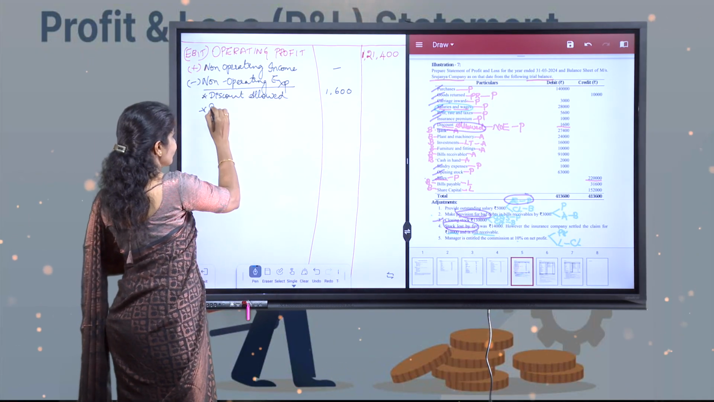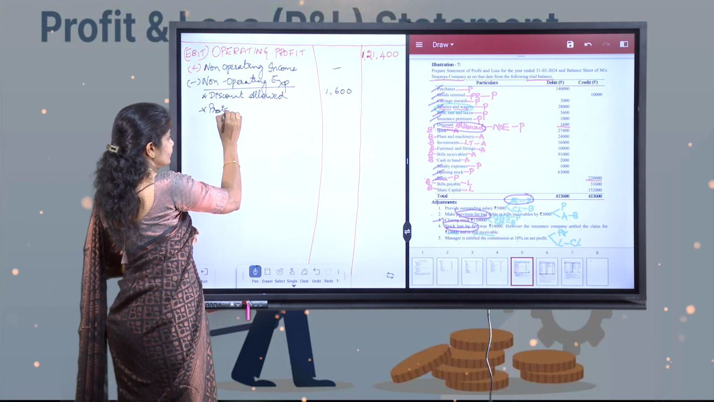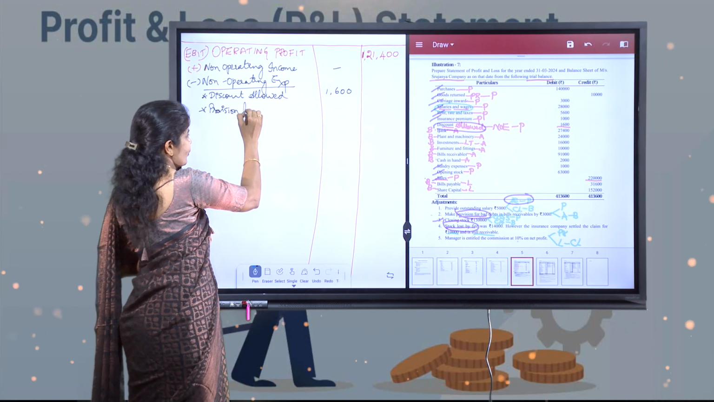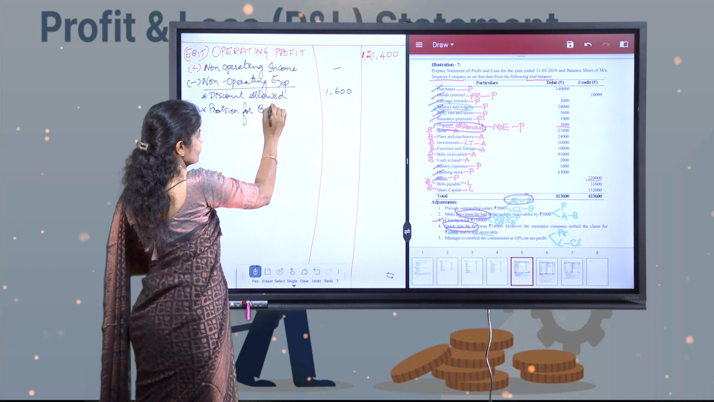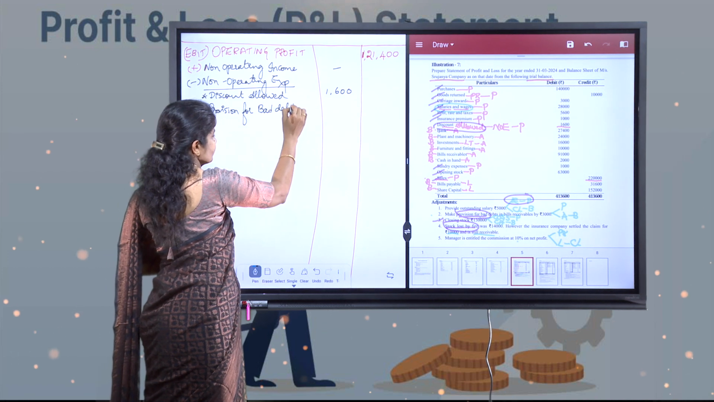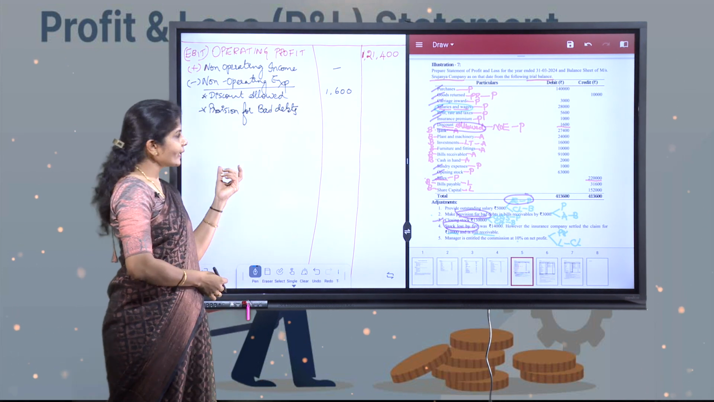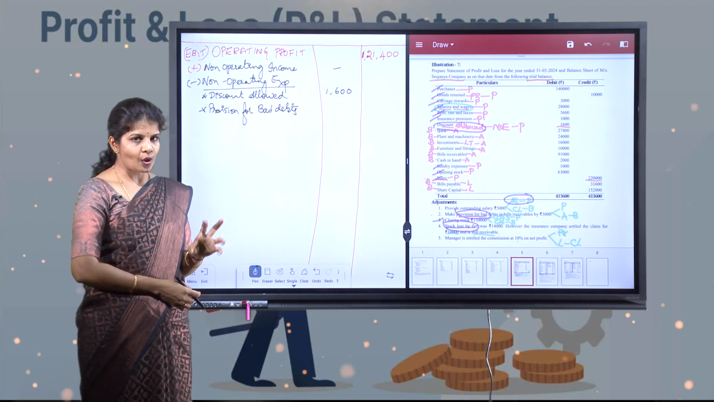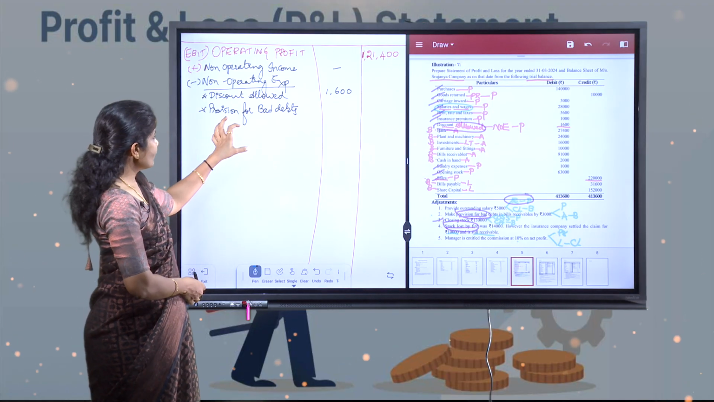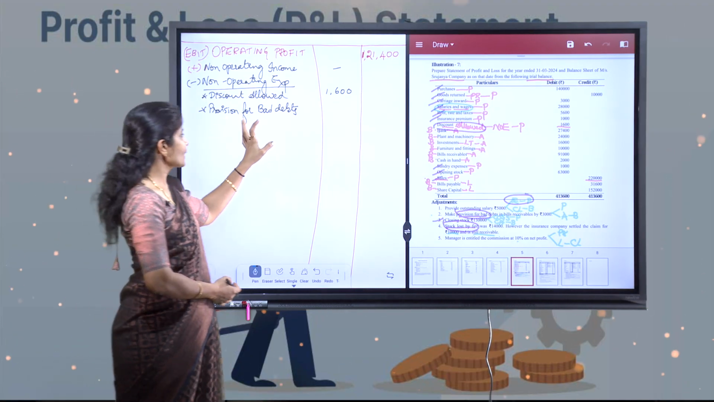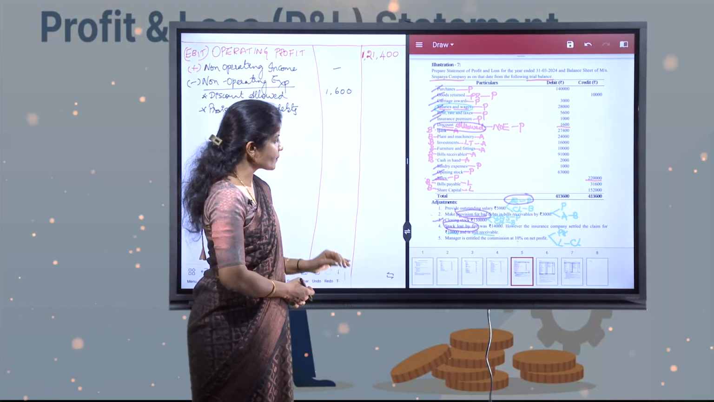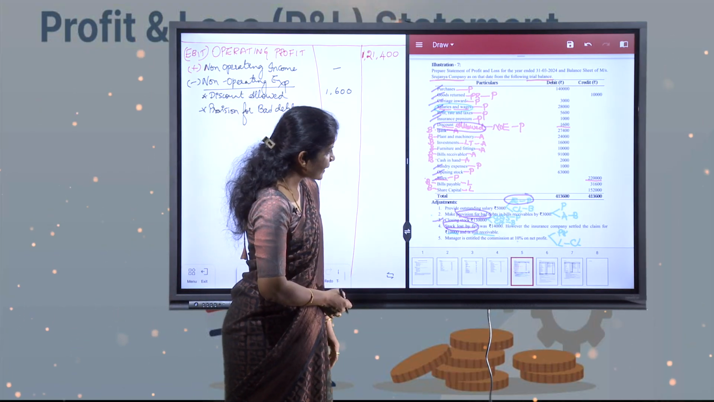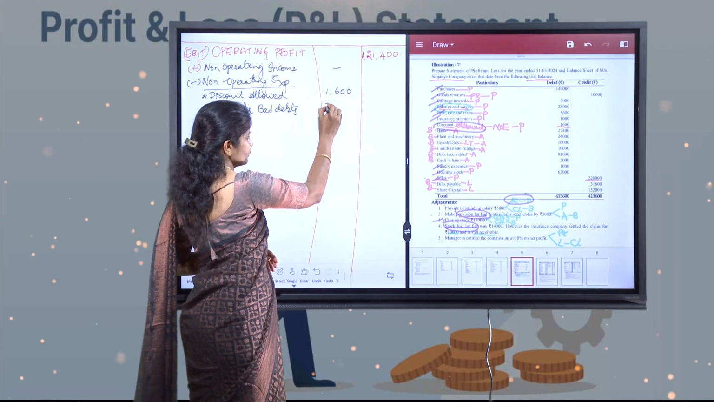Provision for bad debts. Usually this bad debt will be taken as an operating expense. So there is no problem if you take this as a non-operating expense too. So provision for bad debt is 3000.